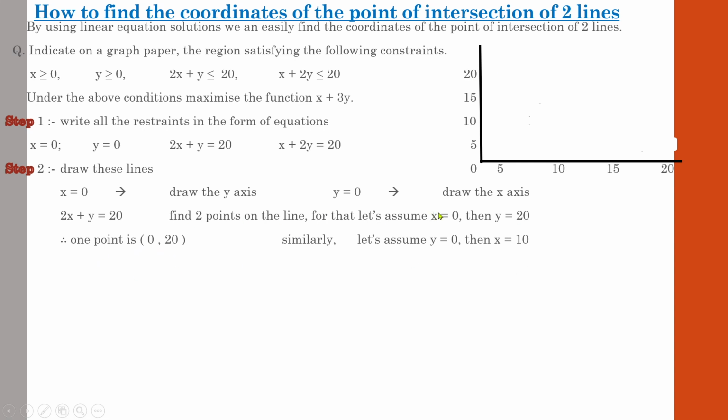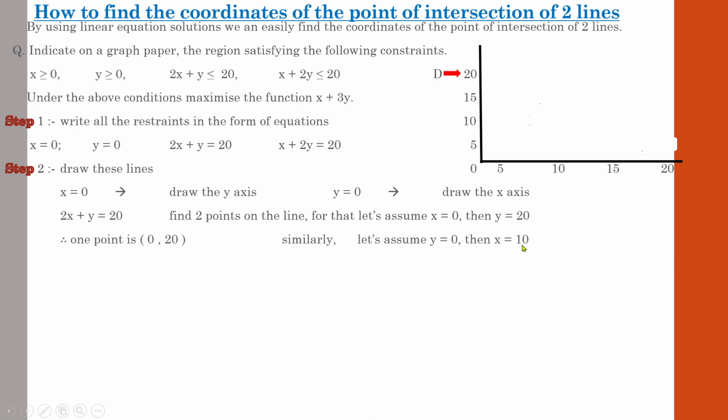First one, when x equal to 0, the point is 0 and 20 because x is 0, so y equal to 20, so that point is here. Don't draw any line here because this is an equation and you need to find 2 points. When x equal to 20 is given, you can directly draw a straight line. But in the case of an equation, don't draw a straight line from point 20 because you have to identify one more point also. So similarly let us assume y equal to 0. When y equal to 0, 2x equal to 20, x equal to 20 by 2, x equal to 10. Simple maths. So x equal to 10.